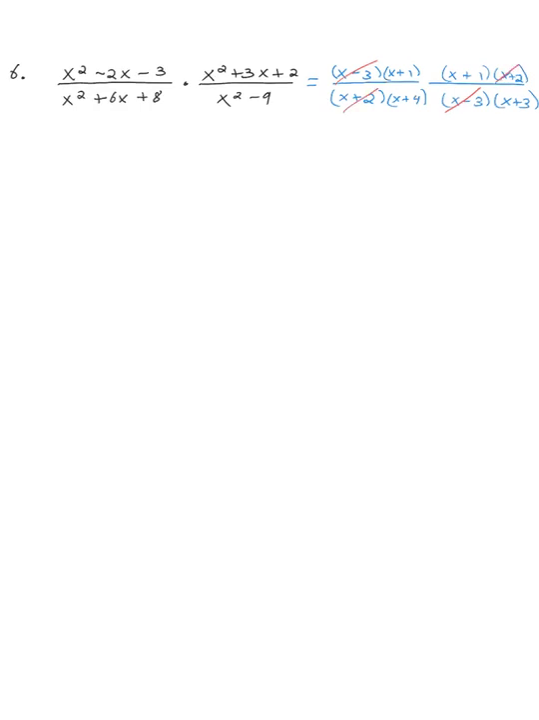Now, these x plus 1s are both in the top, but that means they cannot be canceled, and there's no other common factors whatsoever. The final answer here is going to be x plus 1 times x plus 1 divided by x plus 4 times x plus 3. And I'm going to leave the answer just like that.